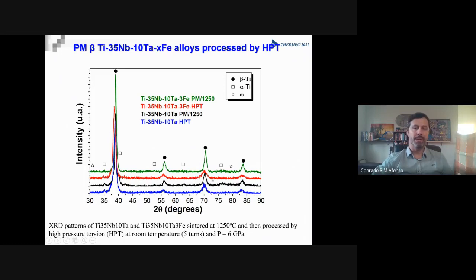a decrease of the beta peaks, which can denote that we reduced significantly the grain size of these materials. So we can check this in the results that I'm going to show next. And here the parameters of the HPT, which was 5 turns and a pressure of 6 gigapascal.